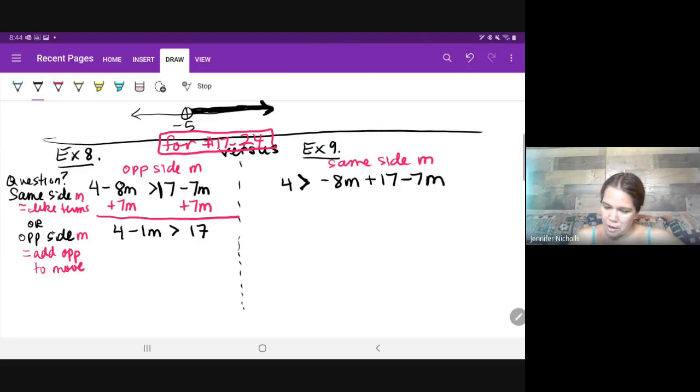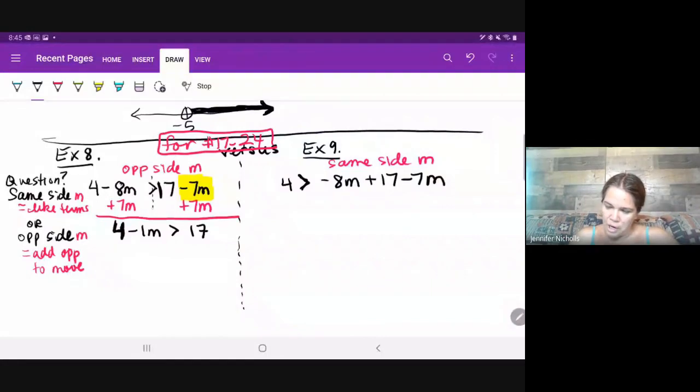Oh, that's a 4. That's a 4. What I mean by move, it's a good question. So to move, I'm going to highlight it. You don't have to highlight it, but I don't want this negative 7m to be on the right side and the negative 8m to be on the left side. So I want them to be on the same side of the door.